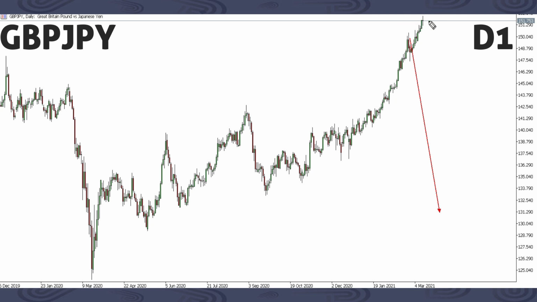If we get a corrective structure here, just know that we might get an extra move like this up to this area. Then from here, this is where we can be looking for a sell position. As of now, it's not yet ready, so you can just set this aside and look for setups that are ready to trade. This one now, you can just set it aside for now.